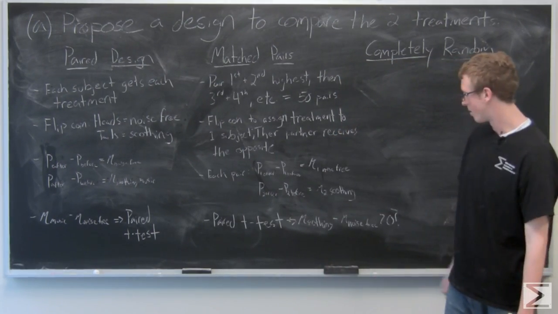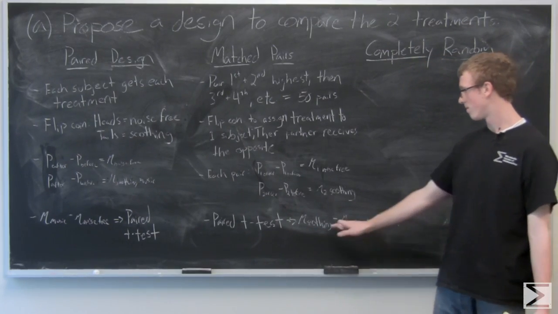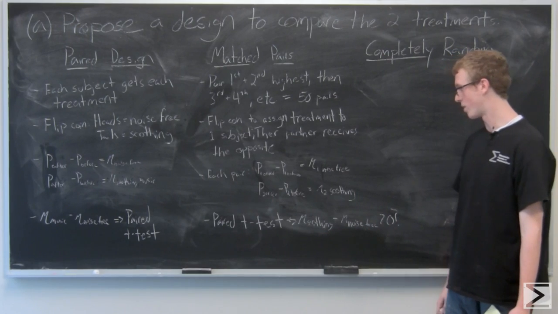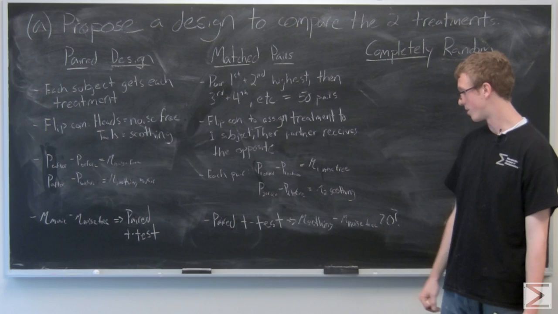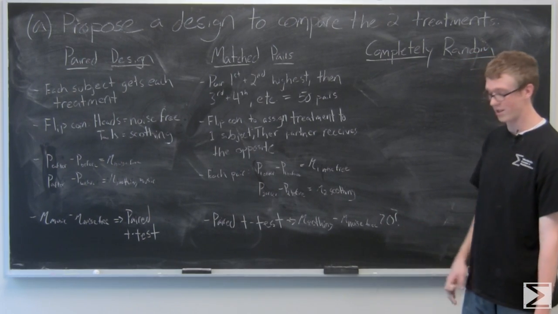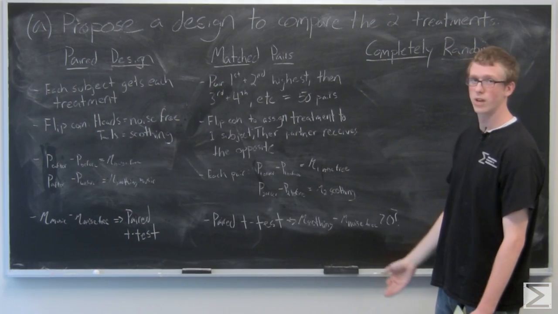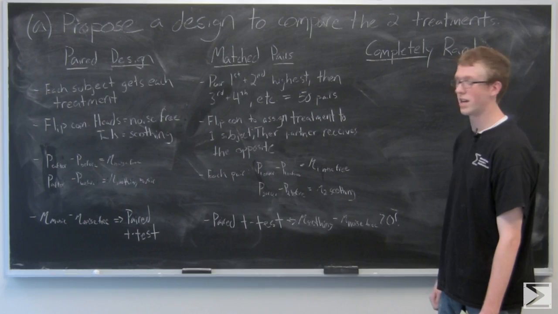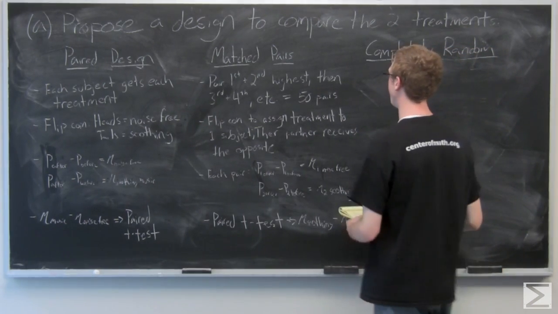And again, the paired t-test is asking us whether the average change in blood pressure after listening to soothing music minus the average change in blood pressure after sitting in a noise-free environment is greater than zero, and that's the whole point of the study. So we finished writing out the description for our matched pairs design. We're going to move on to a completely randomized sample now.